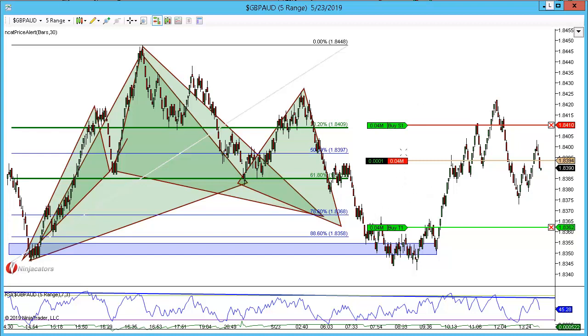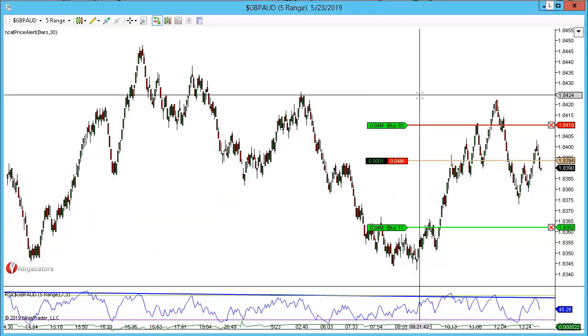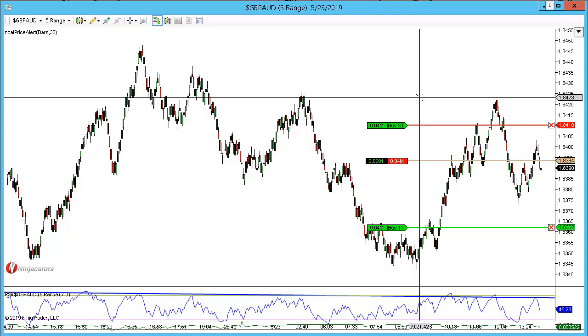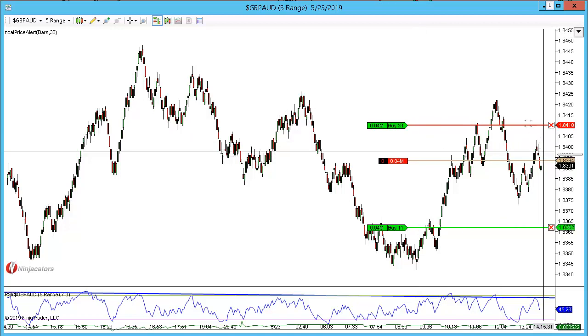This is the pound Aussie. I am on the 5 range. Let me just delete that information. We have a head and shoulders that's set up using trendline structure with a flag pattern.